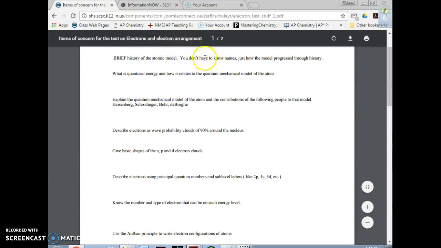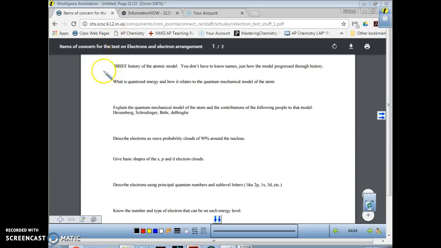Brief history of the atomic model. You don't have to know the names, you just need to know the model progressed through history. What was the first model we saw in our models of the hydrogen lab back there, a couple weeks ago when we started this unit? What was the Dalton model? How would you describe it? Yeah, so the billiard ball model.